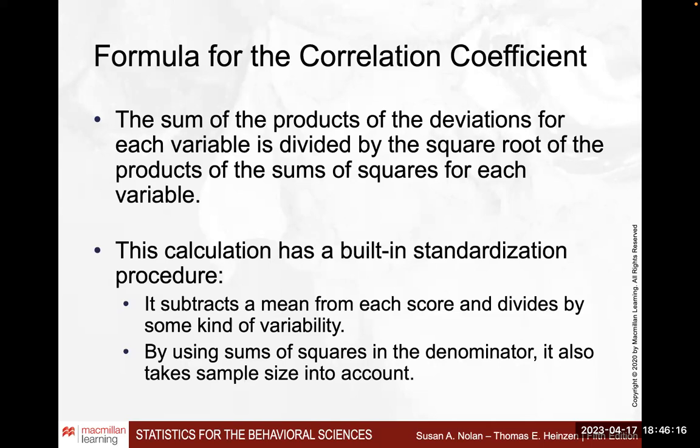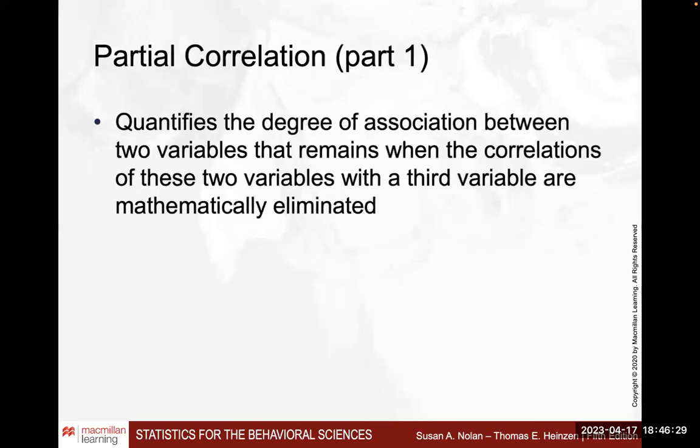And this is where the T is coming in, because you have a standardized normal distribution. And this is how you determine whether the correlation association is significant or not. Okay. Any questions on any of this?